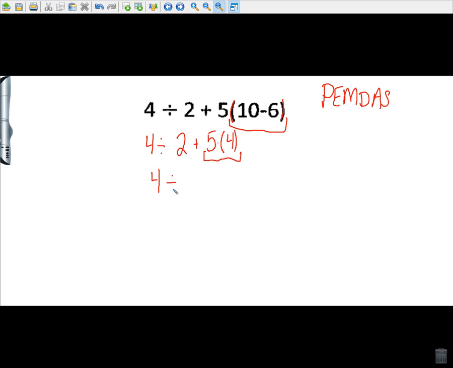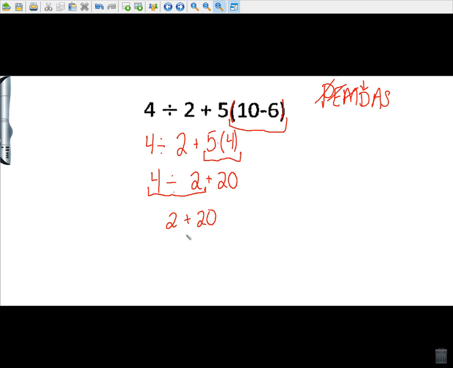Everything else will stay the same. So this is going to be 4 divided by 2 plus whatever 5 times 4 is, which is 20. Okay, so 4 divided by 2 plus 20. So that's where our step was with that 5 times 4. Now moving forward here, we know we have no parentheses, no exponents, no multiplication, but we do have division. So we are going to have to do some division here. So this is going to be 4 divided by 2. That right there will give us 2.